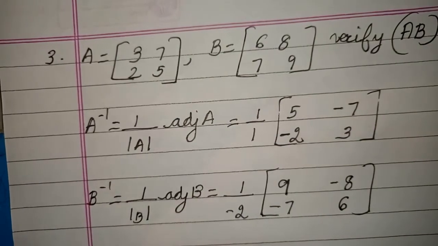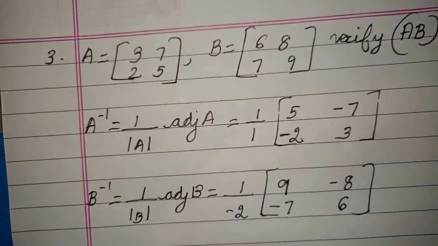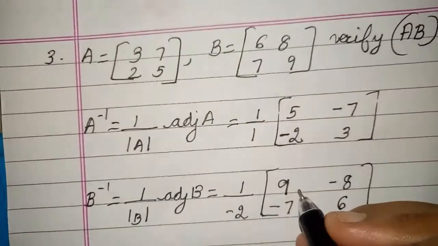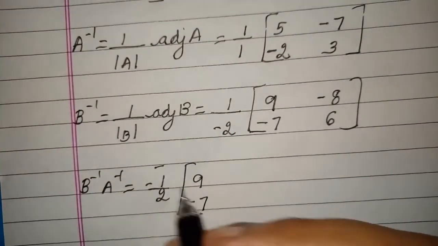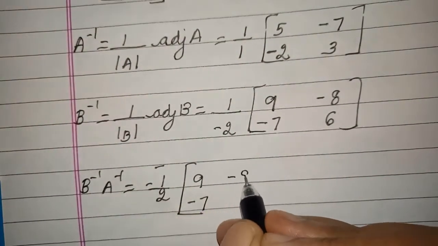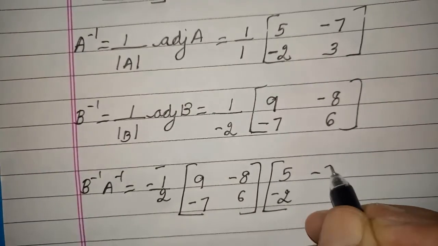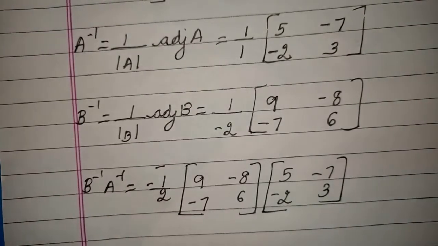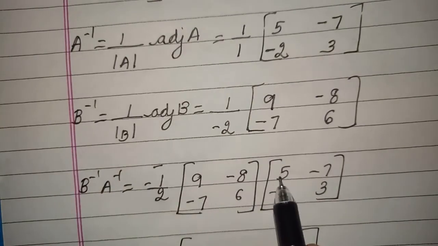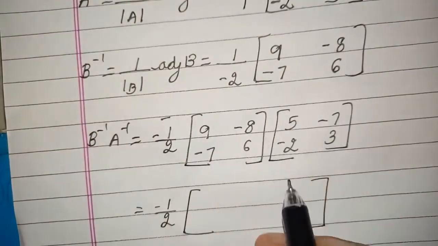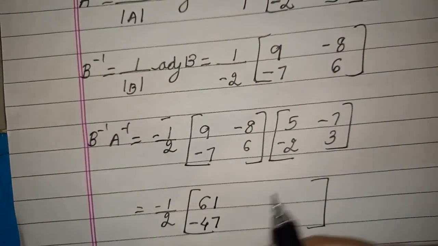Now we have to find B inverse, A inverse, for the right side. So this into this will be minus half. Now you have to write B inverse first, because matrix multiplication is not commutative, so you have to write the order in which it is given. What is our A inverse? 5, minus 2, minus 7 and 3. Let's multiply it. Minus half. Let's do it orally. 45 plus 16, 61. Minus 35 minus 12, minus 47.